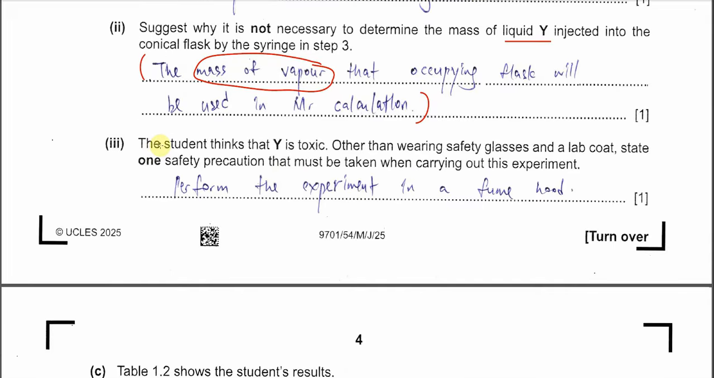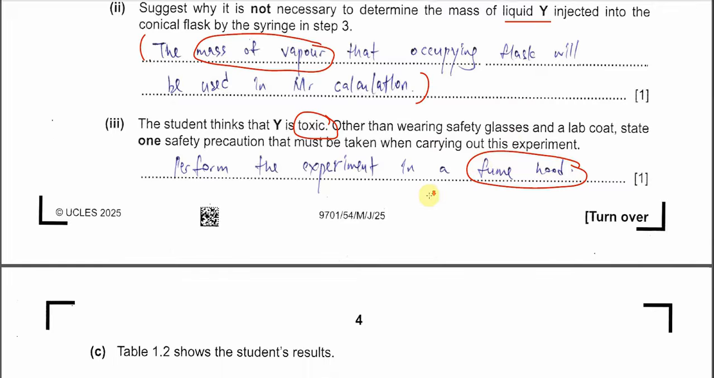Part 3. The student thinks that Y is toxic. When you see toxic, it means fume hood. So other than wearing the safety glasses or lab coat, state one safety precaution that must be taken to carry out this experiment. Whenever it's a toxic compound, it's better for us to use a fume hood, because a fume hood has suction. It can suck out all the toxic gases, and it will not affect us then.